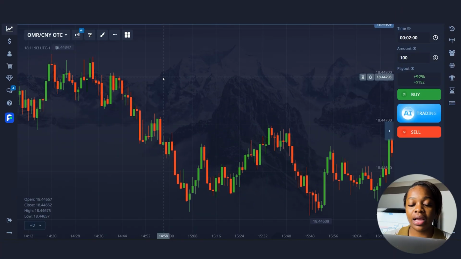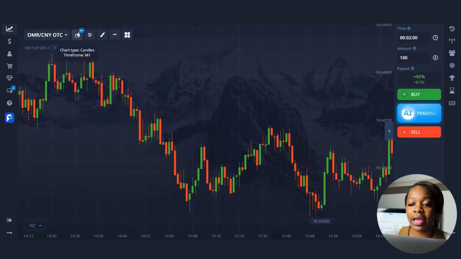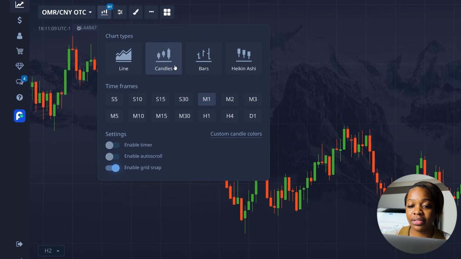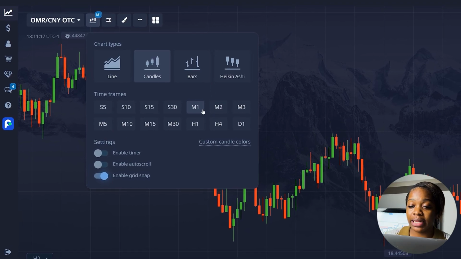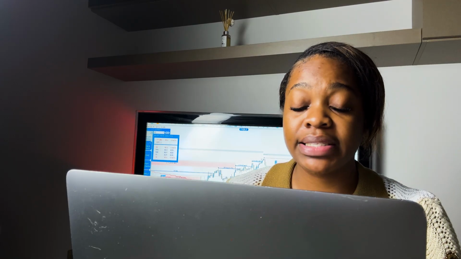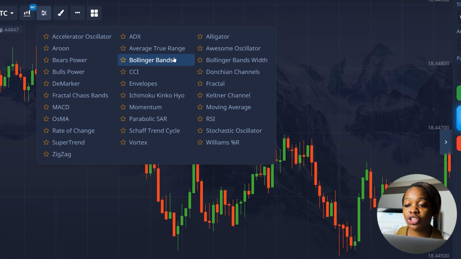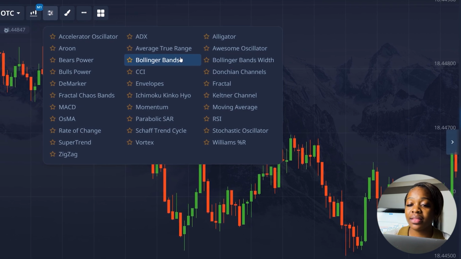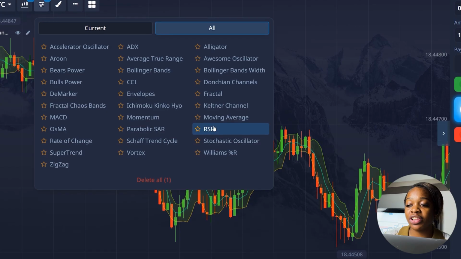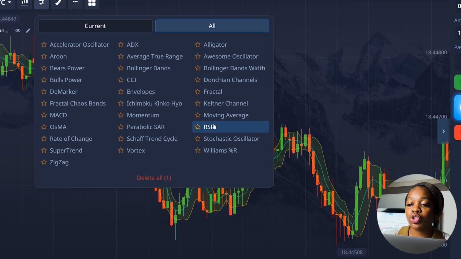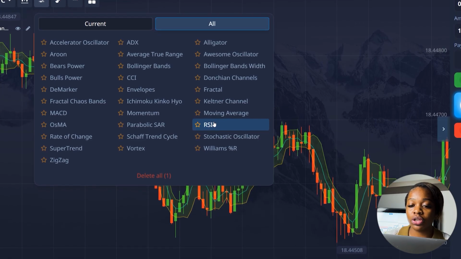Before I start trading, I'll set up the chart because this helps me read the market with fewer errors, which means higher profit. First, chart type candlestick, today's time frame 1 minute, indicators, Bollinger Bands and RSI. Bollinger Bands show market volatility, how far the price fluctuates around its average. RSI measures the speed and strength of price movement, helping you spot overbought or oversold conditions.